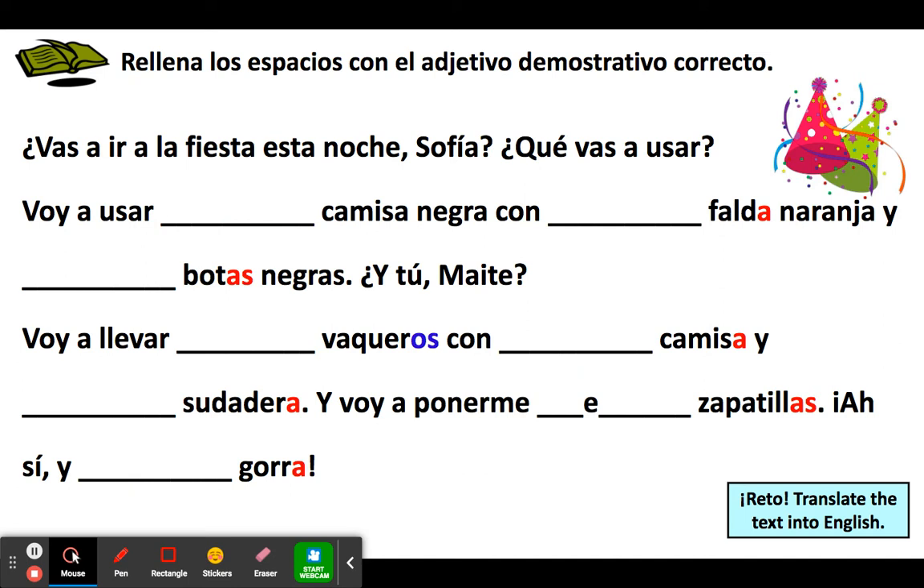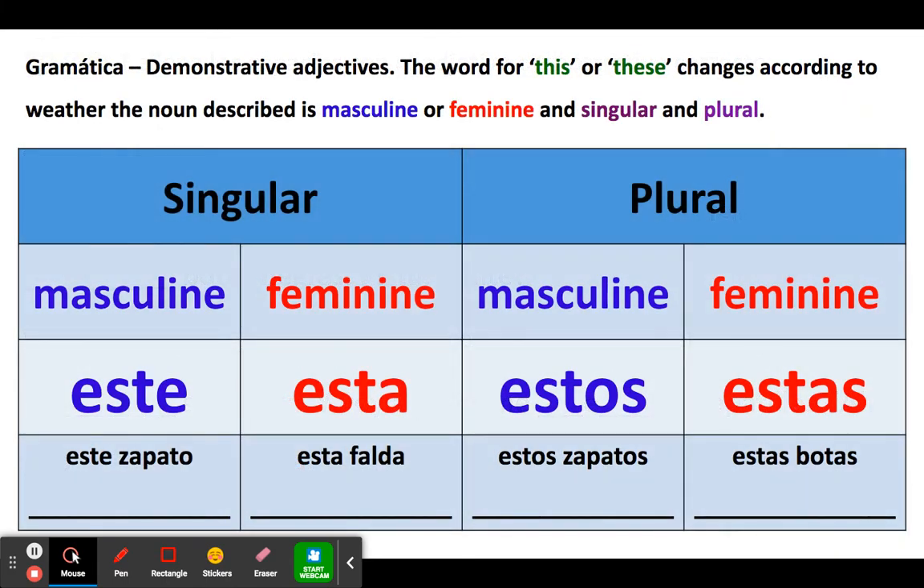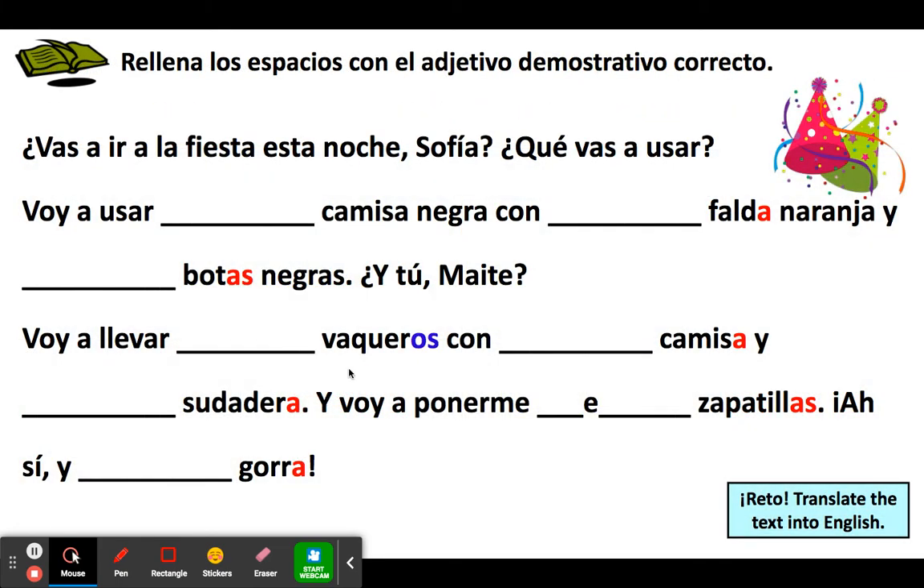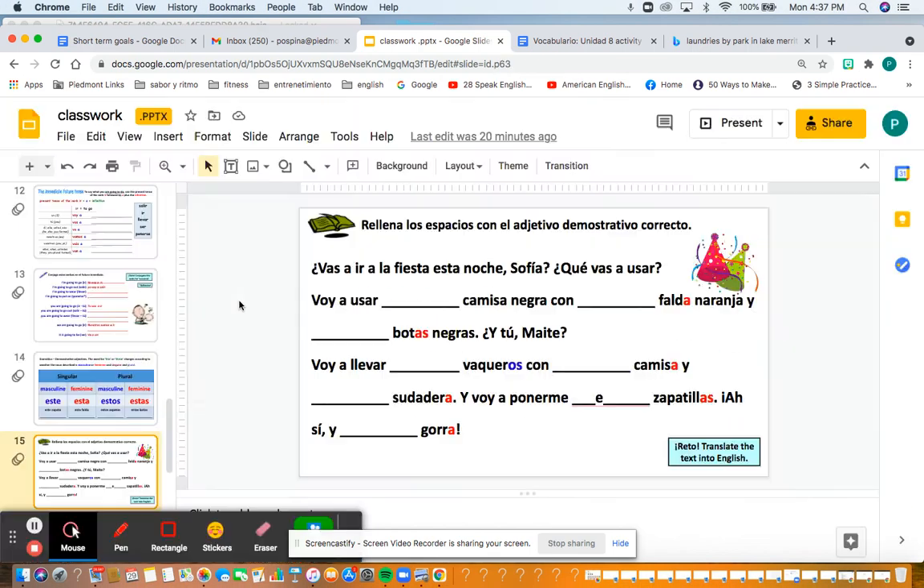Okay, guys, so in here, we have to fill in the gaps. Rellena los espacios con el adjetivo demostrativo correcto, okay? So, we have camisa negra, right? I'm going to do the first one. So, camisa negra. If you go back to the demonstrative adjective, camisa negra is what? It's feminine and it's singular, right? So it will be esta. That's what I need to put in here, esta.